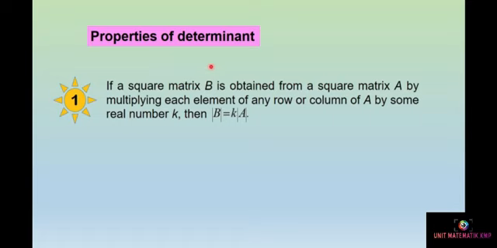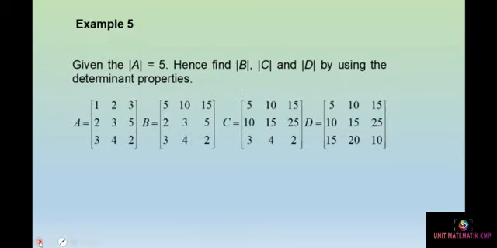Properties of determinant. First property: if a square matrix B is obtained from a square matrix A by multiplying each element of any row or column of A by some real number k, then determinant B is equal to k times determinant A. Example 5. Given determinant A equals 5, find determinant B, C and D by using the determinant properties.